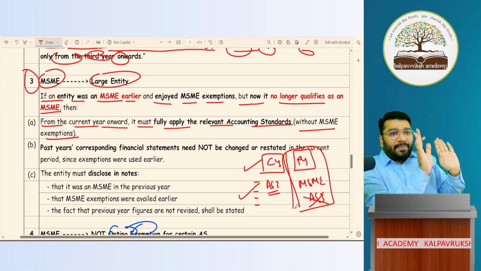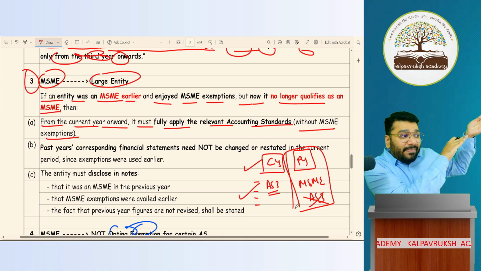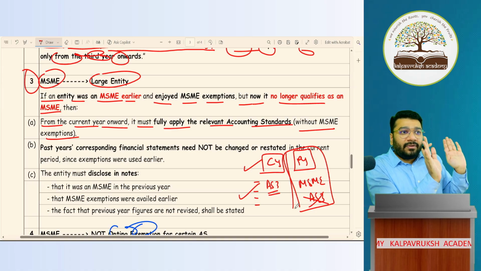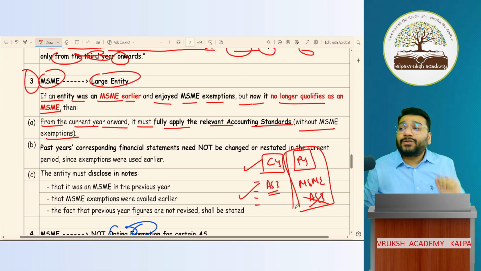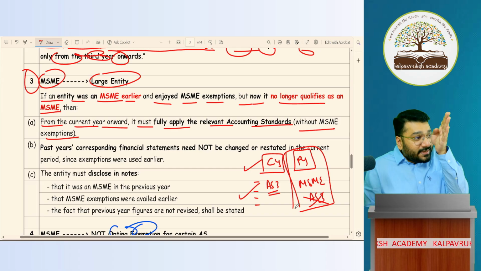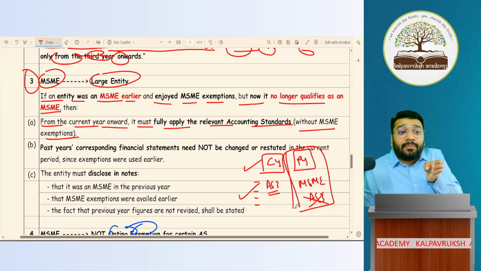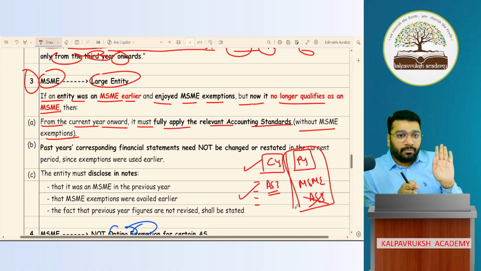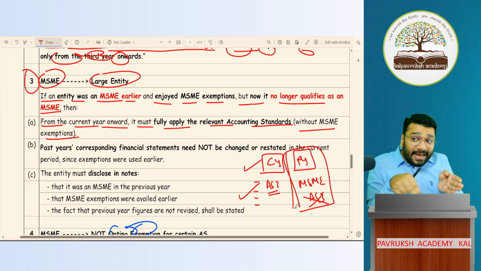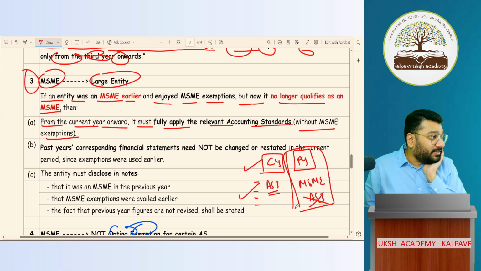See, previous year not prepared, because previous year you were MSME. So AS3 was not prepared. Current year you became large. Current year cash flow statement you're preparing, and a cash flow statement has columns. One is current year data, and for comparative purposes, you have to give the previous year data. So current year data is there, no problem, you're doing it. Should I create the previous year data or not is the question.